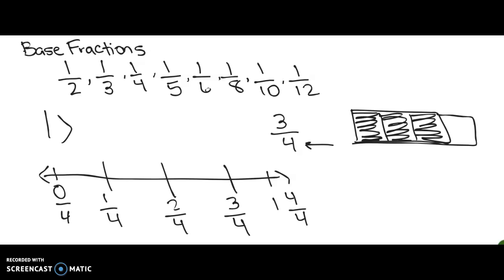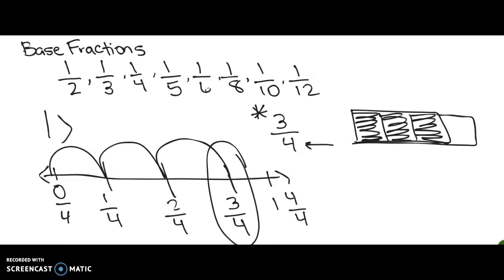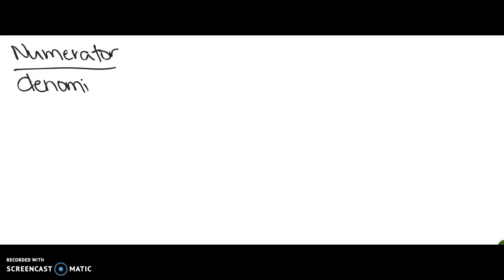However, the fraction that we want to look at is 3/4. So here on the number line, we know that 1/4, 2/4, 3/4. Well, here we go. There's our fraction. Also, I want to remind us that fractions always have a numerator and a denominator. Now, this is very important when we begin to talk about mixed numbers and improper fractions.